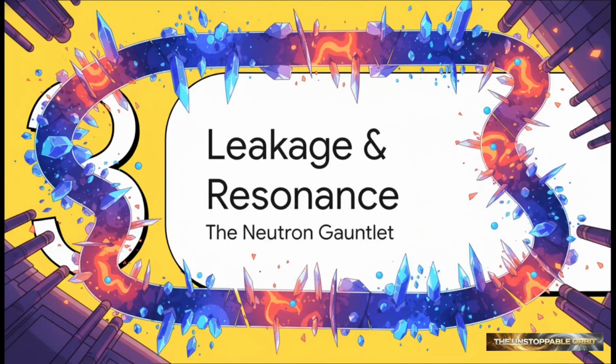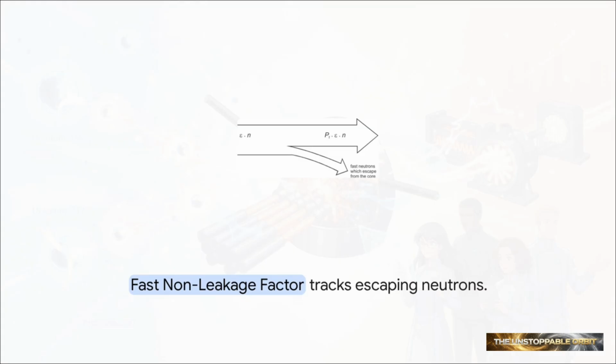Section 3, escaping leakage and resonance. Now the gauntlet really begins. Our first major physical hurdle is the fast non-leakage factor, or P_FNL. Because these fast neutrons have relatively long mean free paths, meaning they can travel a centimeter or more between collisions, they're moving so fast that they might just shoot straight out of the reactor core entirely. Poof, gone. So P_FNL is simply the probability that our fast-moving neutron manages to stay inside the core and doesn't just leak out into the surrounding shielding.